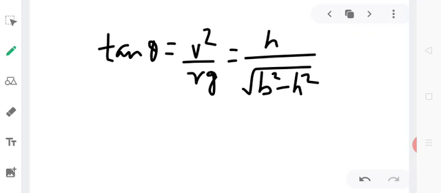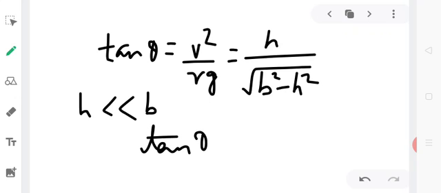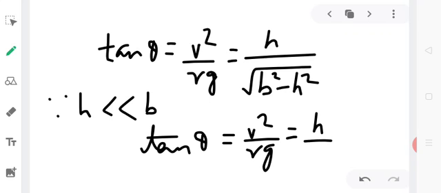Now usually h is much smaller than b, therefore h square is negligibly small compared to b square. So we can write down tan of theta equal to v square by rg, which is further equal to h by b, since we have neglected h square in comparison to b square.